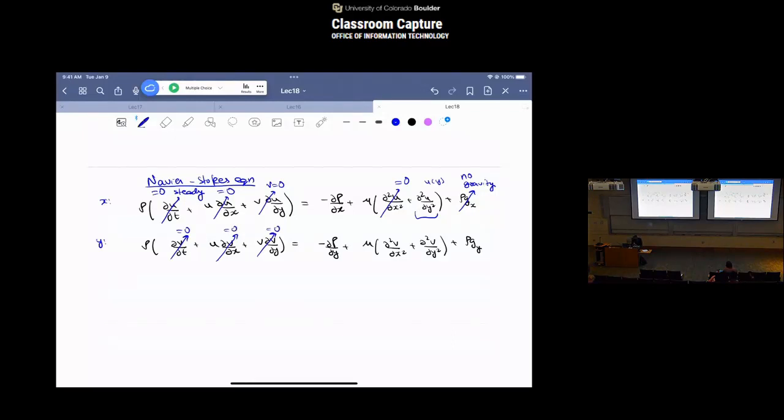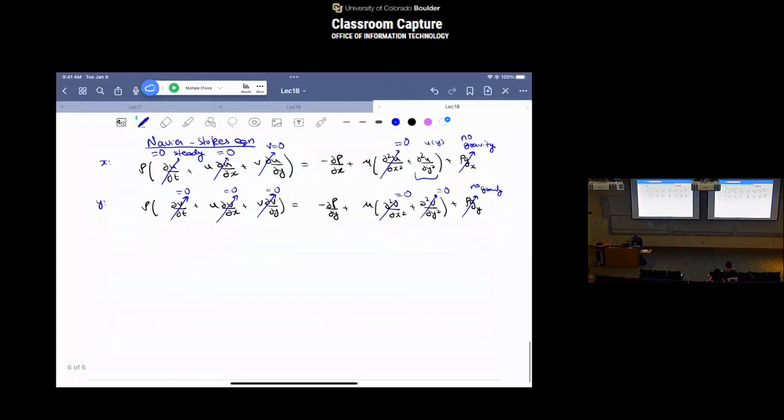Can I drop del p by del y? No, we don't know, right? We are applying a pressure gradient, so we can keep it. This is equal to 0 because small v is equal to 0, and there is no gravity. So this again goes to 0. Okay? So all of this gives us two equations.